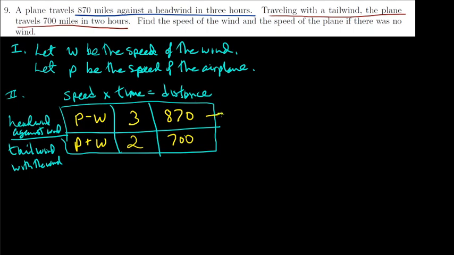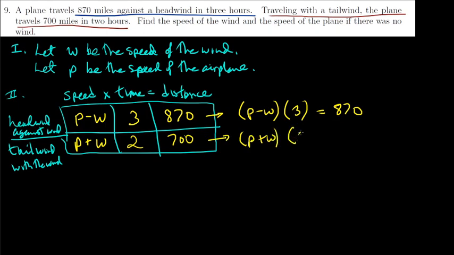Okay. Now we just need the equations, right? So speed times time equals distance. Here's the speed, p minus w, times the time, which is 3, equals 870, right? So that's the first equation. And the bottom equation will just be the speed, right? P plus w times the time, which is 2 hours, right? Equals the distance, which is 700.